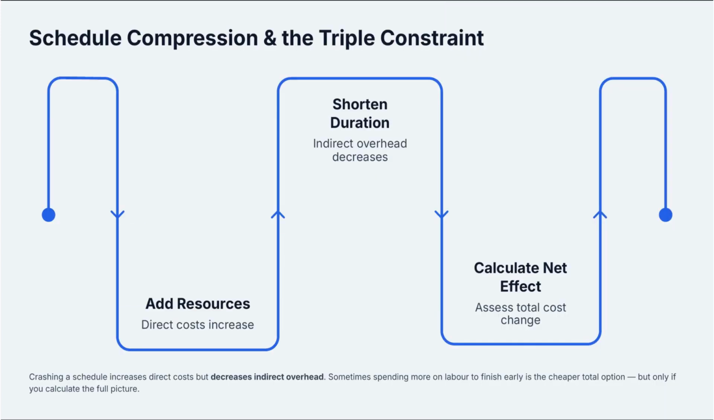Let's talk about the mechanism of how this breaks, specifically when we look at the triple constraint. When project managers decide to crash a schedule by adding resources to speed things up, they usually only look at the increased direct costs. They see that adding more labor costs more money, and they hesitate. However, they fail to calculate that shortening the project duration actually saves a massive amount of money by reducing the indirect project overhead that accumulates over time. Sometimes, spending more on direct labor to finish early is actually the cheaper total option.